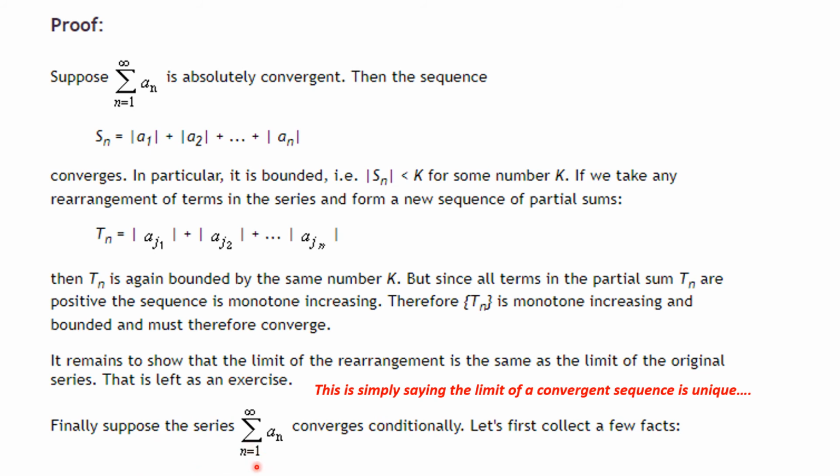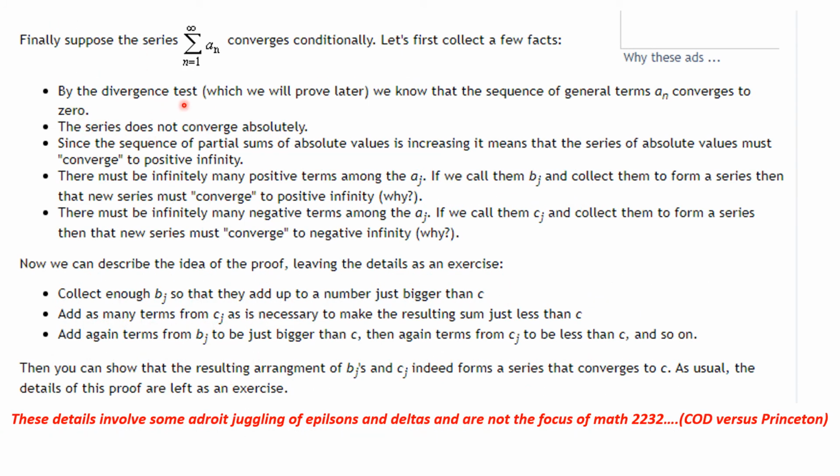Part 2, suppose that the summation n equals 1 to infinity of a sub n converges conditionally. Then we know, by the divergence theorem, and actually we've already proven this early on, that the sequence of general terms converges to 0, so a sub n converges to 0. We know that it does not converge absolutely, because we said it converges conditionally. Since the sequence of partial sums of absolute values is increasing, it means that the series of absolute values must converge to positive infinity. If it did converge to a finite number, it would be absolutely convergent. It's not, and since the terms are positive, it cannot not converge, and so it converges to positive infinity when we take the absolute values.